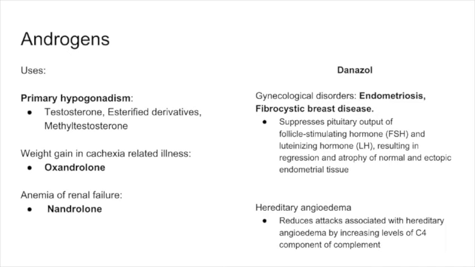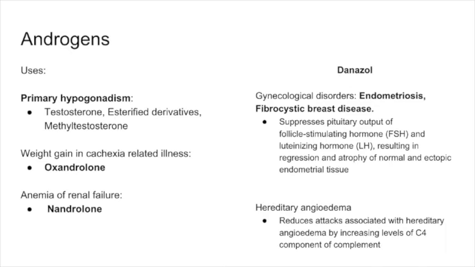So a few uses for androgens. Obviously, of course, number one, primary hypogonadism, failure of the genital organs to create testosterone. So we can give any number of testosterone products for that. A few more niche things: weight gain and cachexia, oxandrolone sort of carries a unique indication for this. Anemia and renal failure, you can use nandrolone.